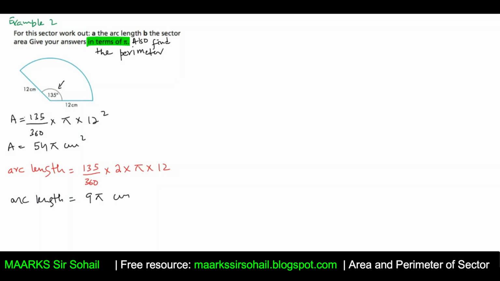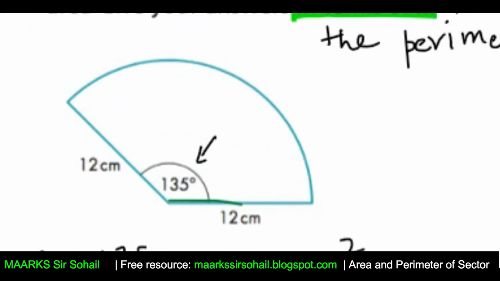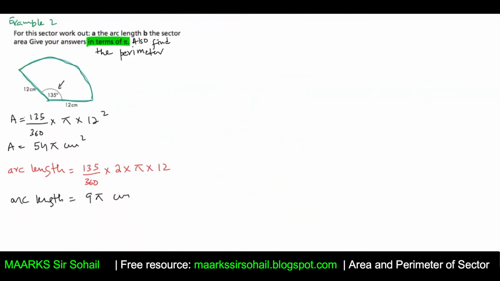Now the last thing is the perimeter. Perimeter, you must be aware that perimeter is the sum of the boundaries. So we have one boundary here, one this boundary, this curve part, and one this again a radius. So two radius and one this curve part. So when we are finding the perimeter of a sector, the formula is arc length, this thing, plus 2 radius, these 2 radius. So arc length plus 2r.